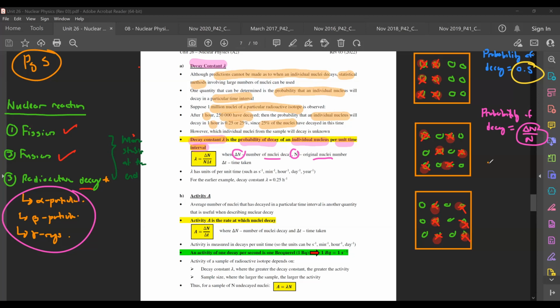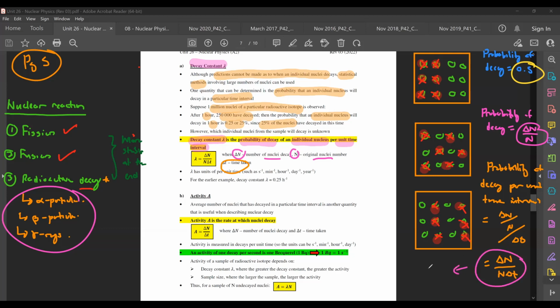But if I want to find the probability of decay per unit time interval, it will be delta n over n divided by the time interval, which in my case is delta t. So this will thus become delta n over n delta t. This is specifically called your decay constant.